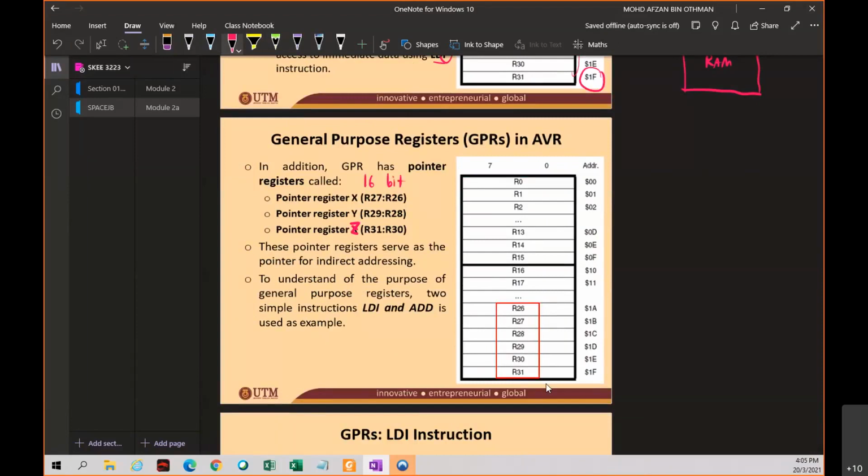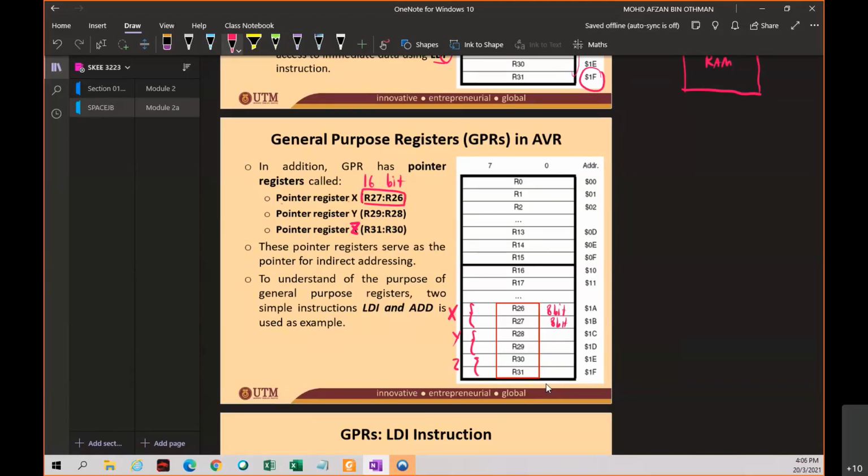So that's why, okay, to make a pointer register X, we need to have 2 GPR. Okay, so R26, R27, yang ni 8 bit, yang ni another 8 bit. So if we combine it together, kita dah dapat 16 bit. So this becomes pointer register X. Okay, for the pointer register Y, this is R28 and R29. So this is 8 bit tambah 8 bit, we have a pointer register Y. And the last but not least is pointer register Z.